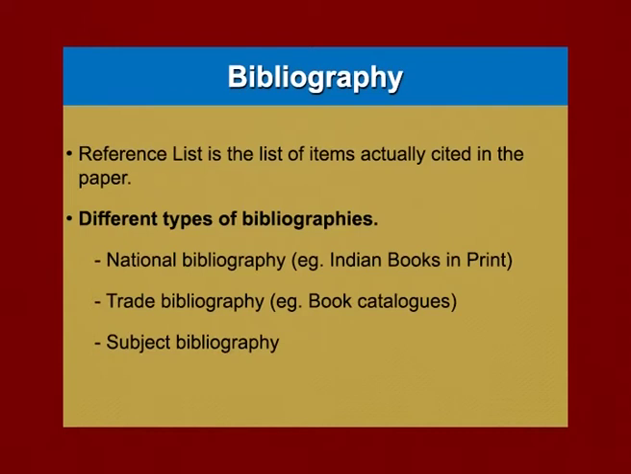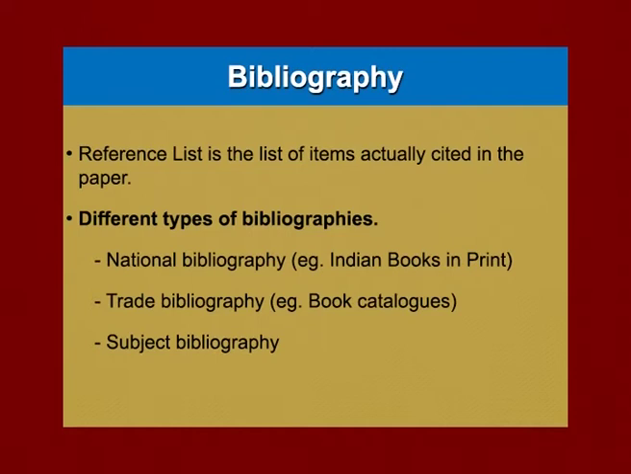There are different types of bibliographies as well, like national bibliography, for example Indian Books in Print. There you will find a lot of lists of books and who the publishers are and their brief details. A similar kind of thing you can find in Amazon as well. Then trade bibliography, where there are book catalogs. Many of us have visited different book fairs etc. and found that publishers have book catalogs ready-made available.